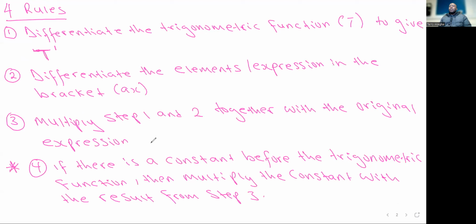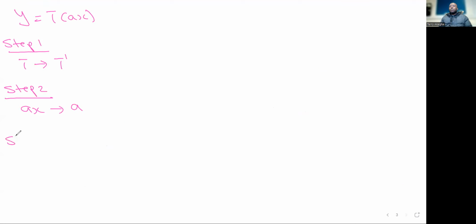Now, step 3 said that you have to multiply step 1 and step 2 together with the original expression. So that means you have this. It's going to be A multiplied by the trig function and the original expression in the bracket, ax. Okay? So that is it. Then, therefore, we're going to have dy over dx will be equal to a t prime ax.